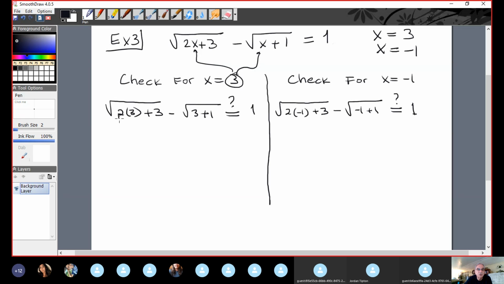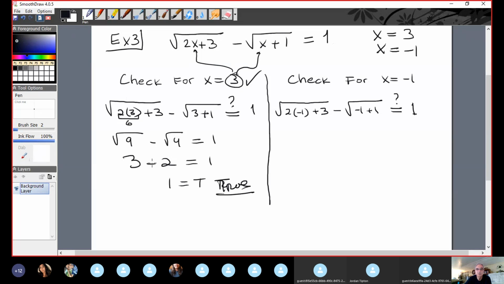Multiplication, order of operations: 6. 6 plus 3 is 9. This is the square root, and 3 plus 1 is 4. This is 3, and this is 2. 1 equals 1 is true. True. Therefore, the solution 3 is good.